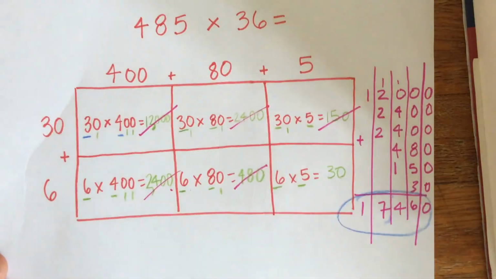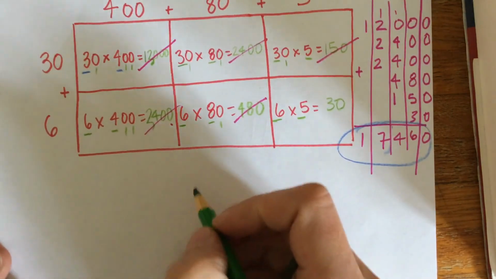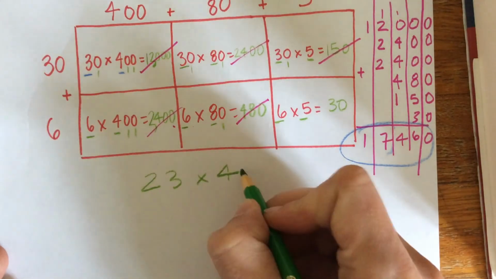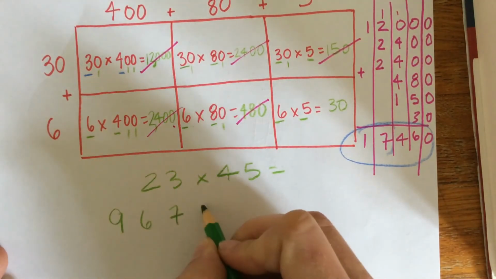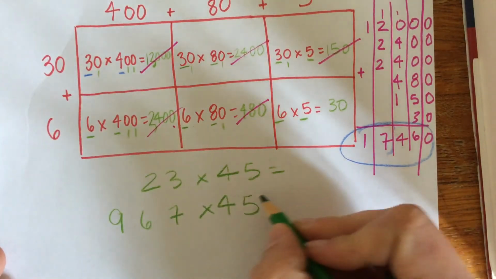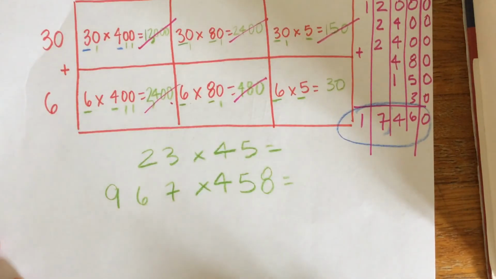So please try some more questions like this at home. If you would like to make it easier for yourself at the start, we could do 23 times 45. You could make it much harder by adding in 967 times 458. Make it harder. Send me photos of any of your work.